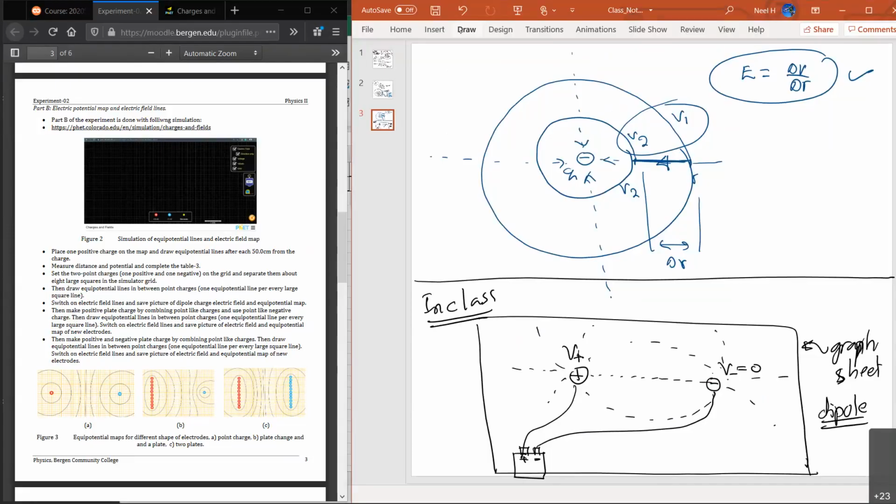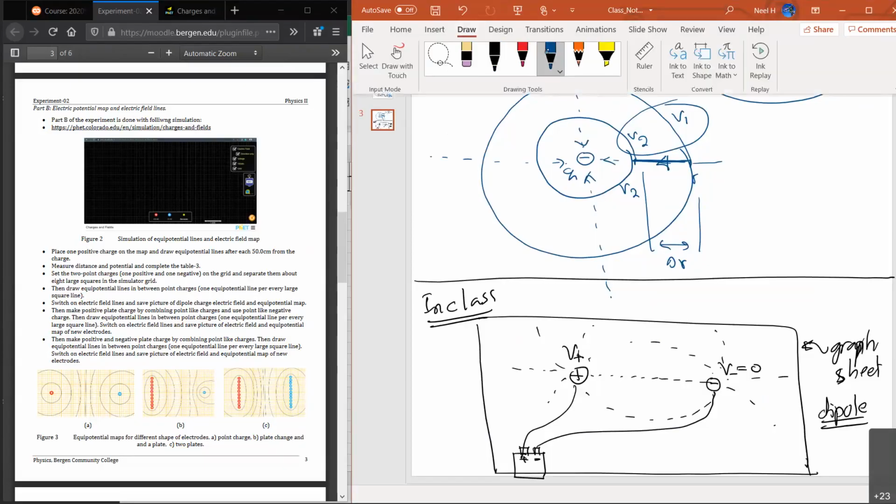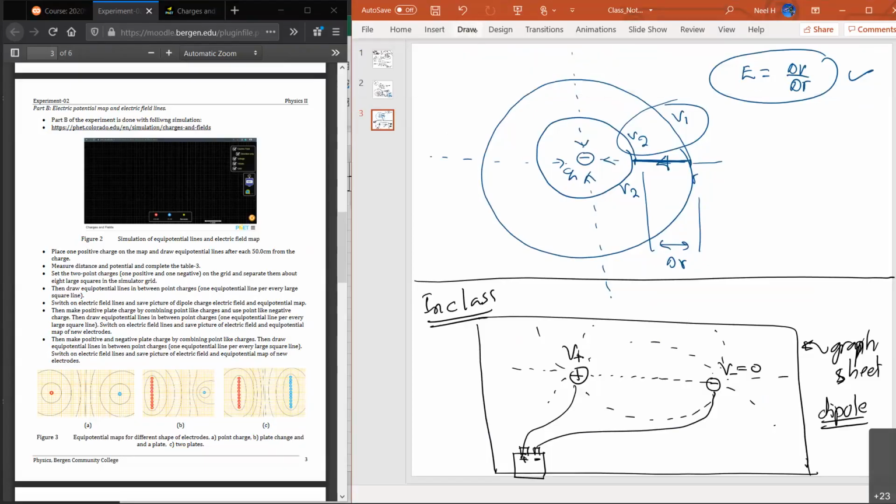What we can measure directly, you can't even measure this. You can't measure the electric field directly, but you can measure electric potential. So if it is an in-class experiment, we're going to measure potential. I'm going to go a distance R here and measure potential V1. Another distance here, we measure potential V2. Another distance here, potential V3, and so on.